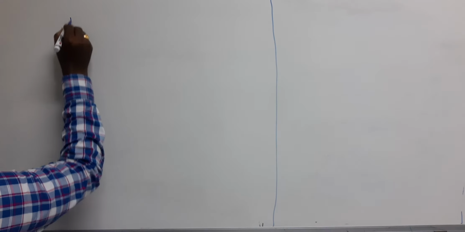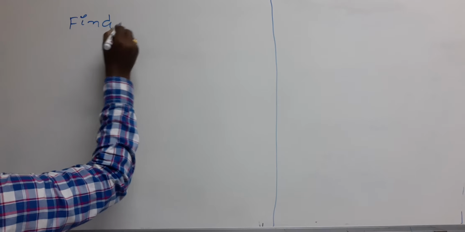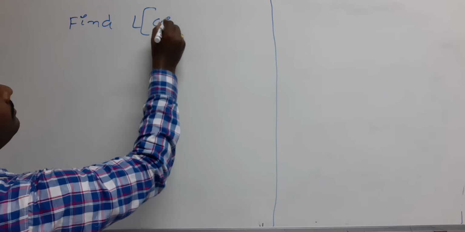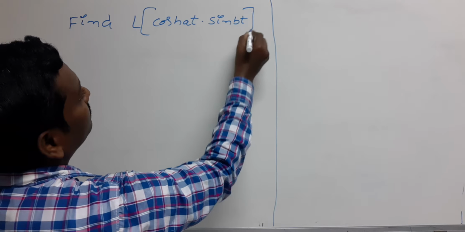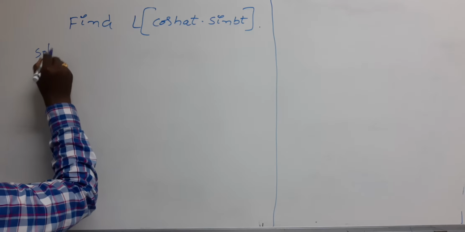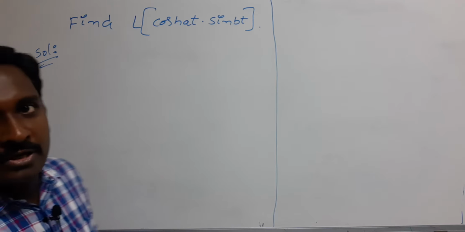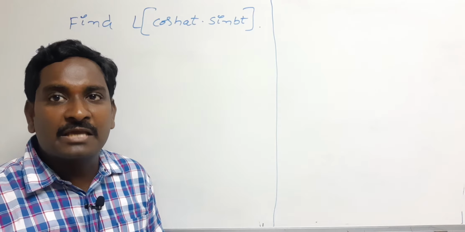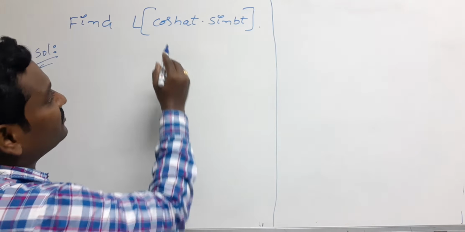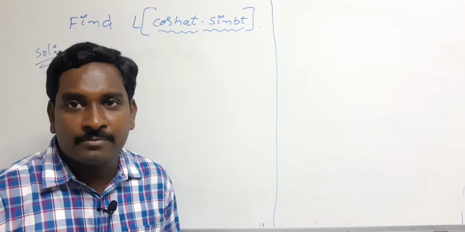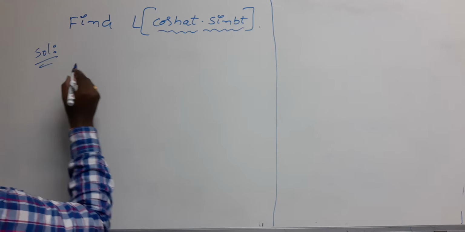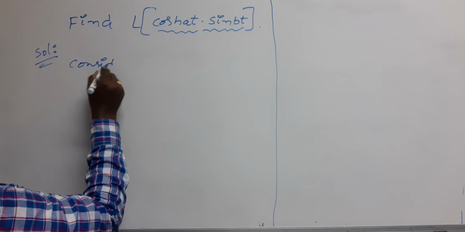In this session, I will give some more problems on Laplace transformations. Find L of cosh(at) into sin(bt). This is the given problem. In this problem, we have to find the Laplace transformation of the given function, which is of the form cosh(at) into sin(bt). This is a very important problem. Consider the given problem once.